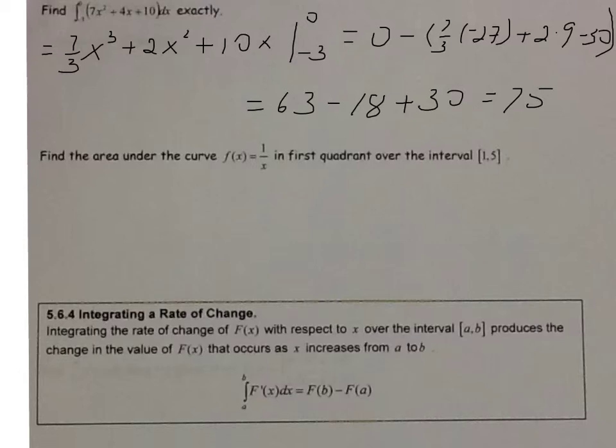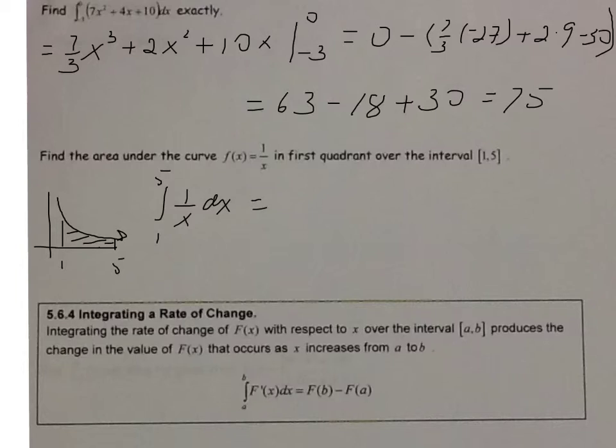All right, one more example. The function is 1 over x, and now we're talking about the area, so let's sketch the region. This is the graph of 1 over x on the interval from 1 to 5. So that's the area that we're going to be looking for. So we're going to set up the integral from 1 to 5 of 1 over x dx.